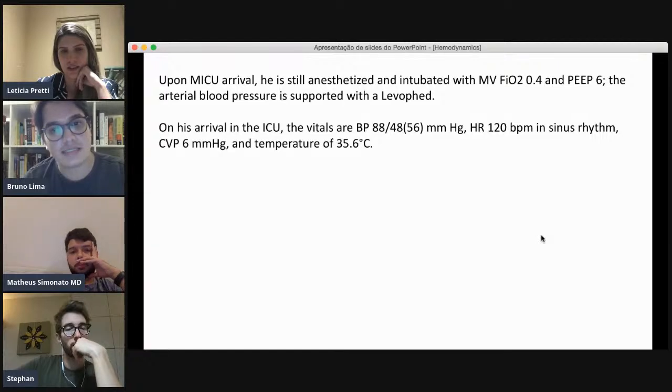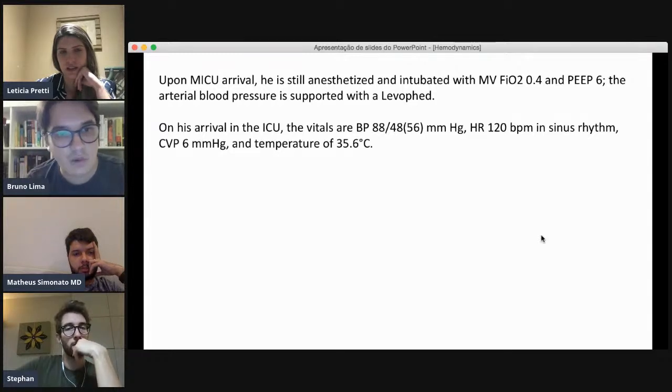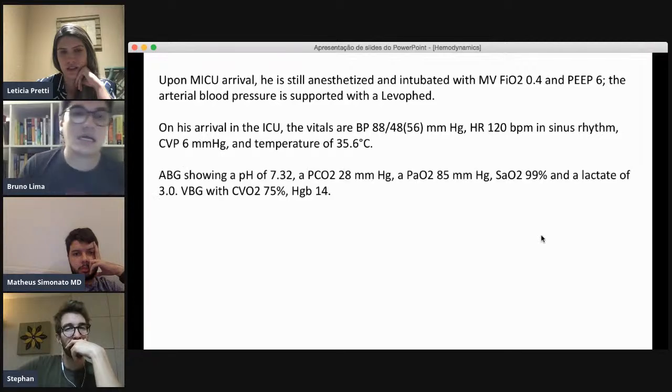So when he arrived in the ICU, his vitals were: blood pressure 88/48 with a MAP, mean arterial pressure, of 56, heart rate 120 in sinus rhythm. His central venous pressure, his CVP, was 6, and his temperature was 36.6.